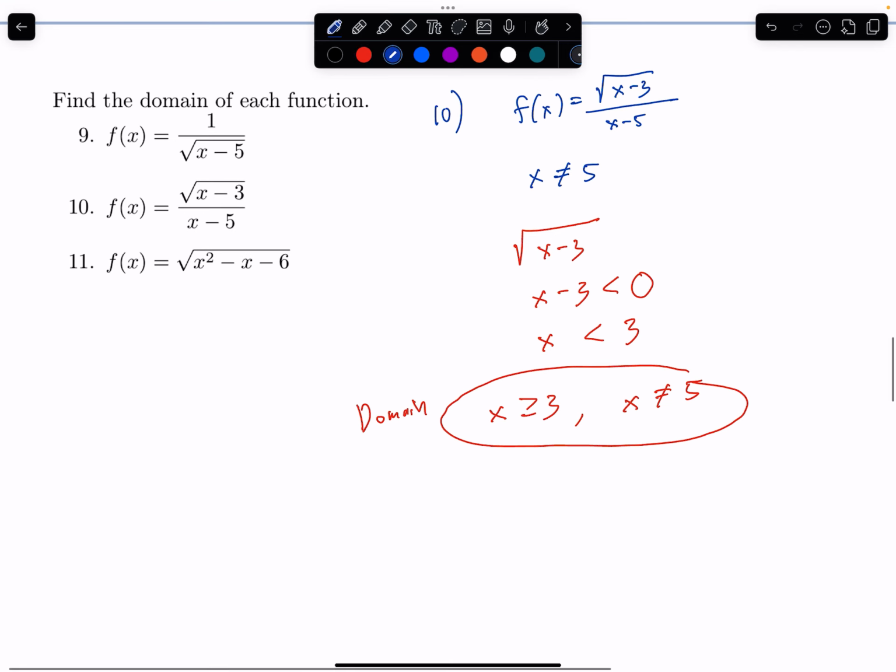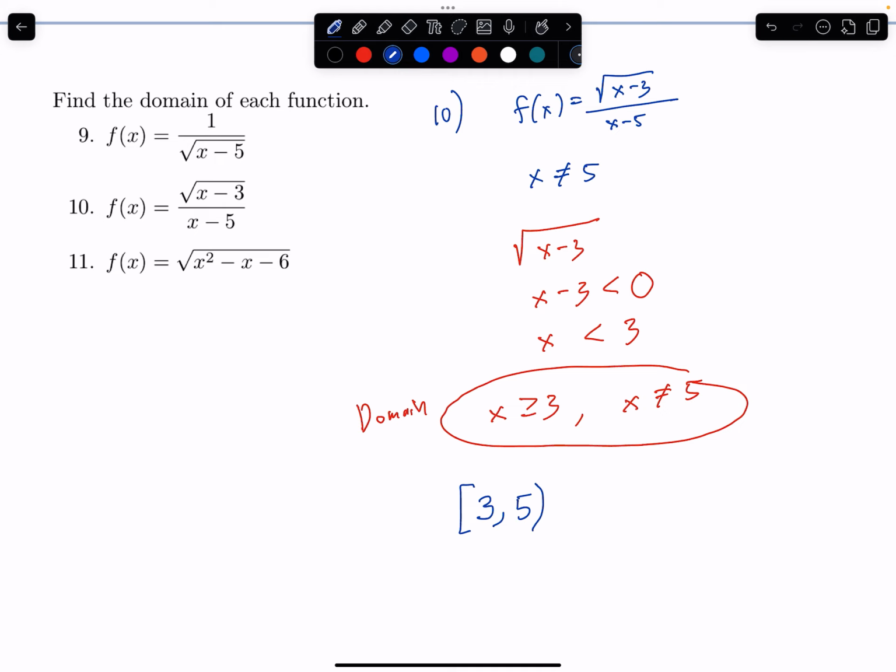Okay, but how do I write that in interval notation now? Well, I'm going to start from 3, right? This time it can be equal to 3. If I'm equal to 3, I'm going to get 0 on the top. That's fine. So 3 is okay. I'm going to go all the way up until I hit 5. Once I get to 5, I don't want 5. So I'm going to have an open bracket.